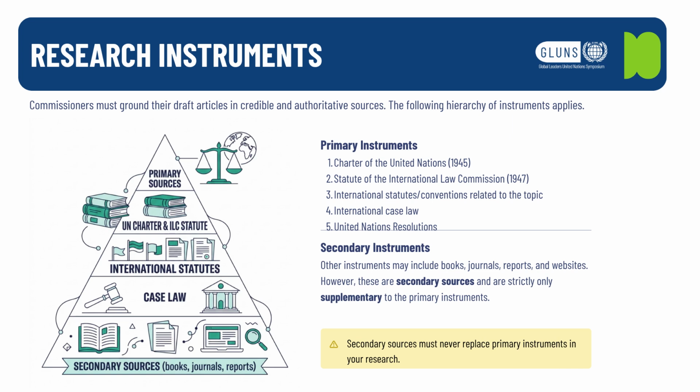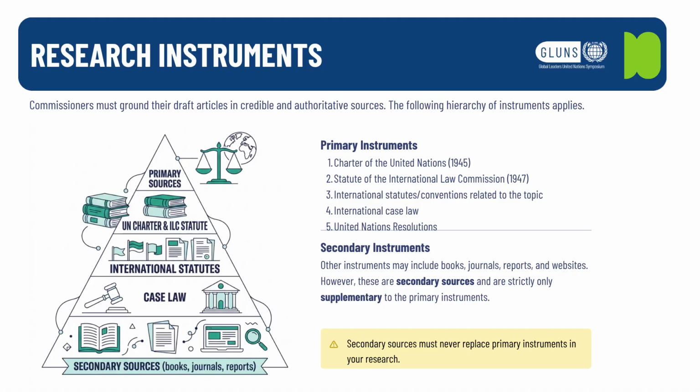So what are the primary instruments that are used in the ILC? We have the Charter of the United Nations, which was formed in 1945. We have the Statute of the International Law Commission, formed in 1947. We have international statutes or conventions that are related to the topic that the commissioner is researching on. We have international case law, and we have the United Nations resolutions. You may use other instruments such as books, journals, reports, and websites. However, these are secondary sources and strictly should only be used to supplement the primary instrument.